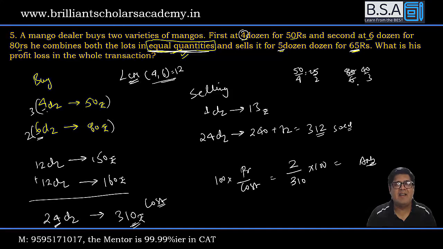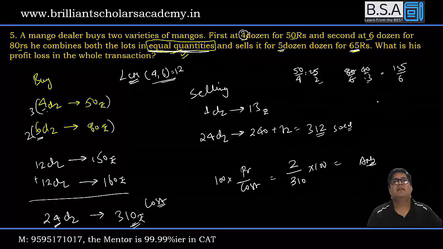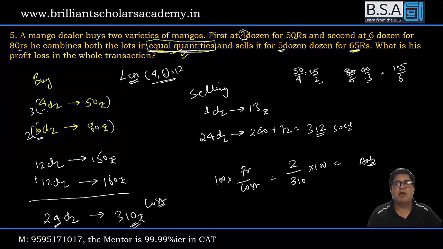So you'll again have LCM. You take the LCM here, so 3 will go up 75, this will go up 80. 75 plus 80, 155/6. So 2 dozens are bought. What I have done here is addition of cost 1 and cost 2.